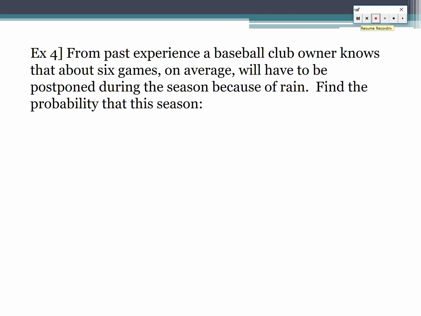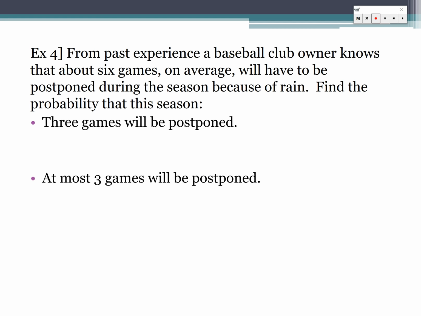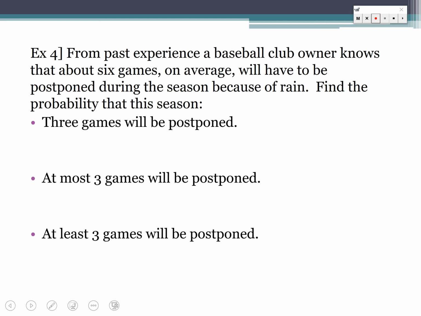From past experience, a baseball club owner knows that about 6 games on average will have to be postponed during the season because of rain. Find the probability that this season will have 3 games postponed, at most 3 games postponed, and at least 3 games postponed. So if I just want 3 games postponed, that's like wanting our 6 snow days. I want 3 successes. My average has been found to be 6.